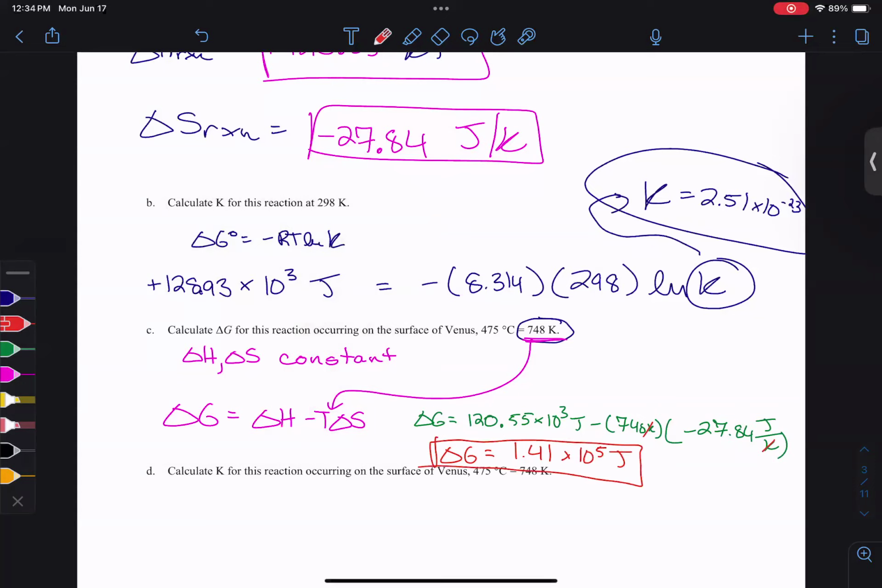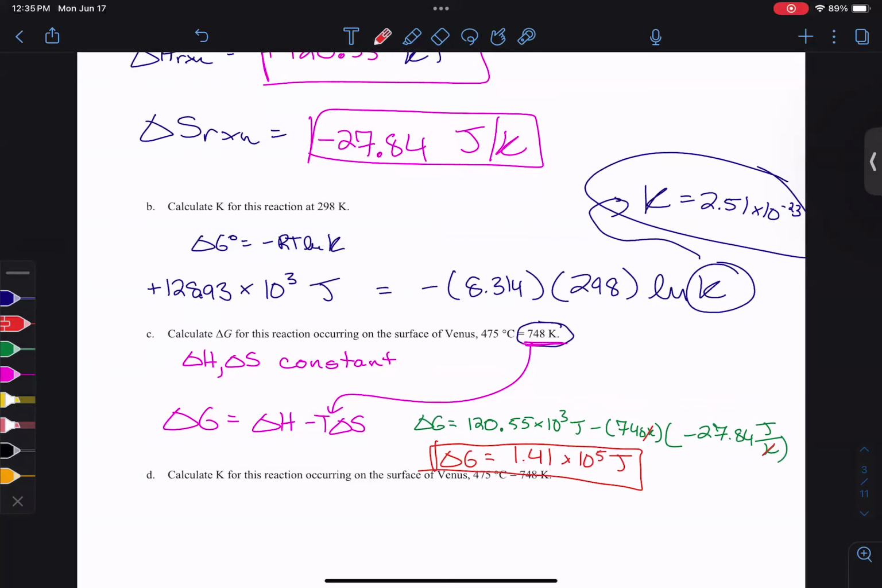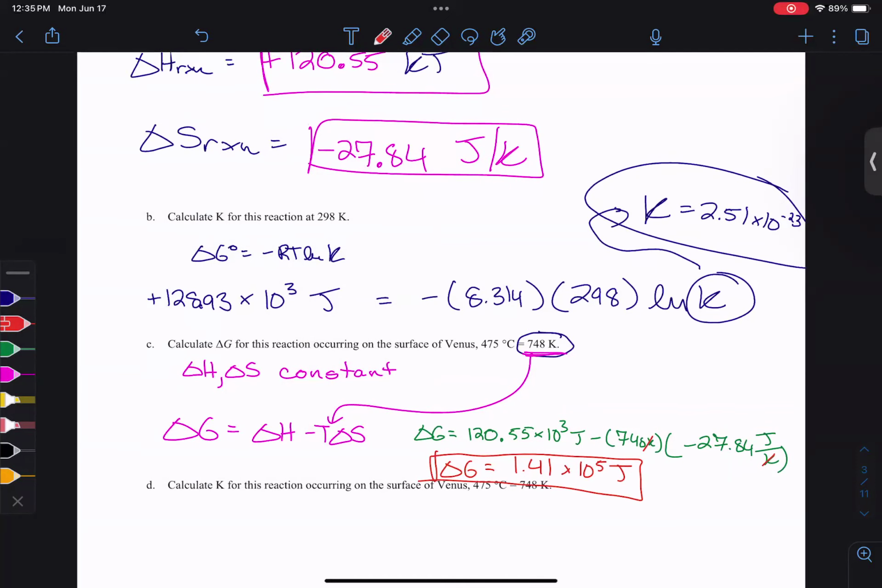So we see it's much different than at standard conditions when we're at this different temperature. So we'll just use the delta G equals delta H minus T delta S equation for this different temperature. We can do that because delta H and delta S usually remain somewhat constant at different temperatures, but delta G changes drastically at different temperatures.